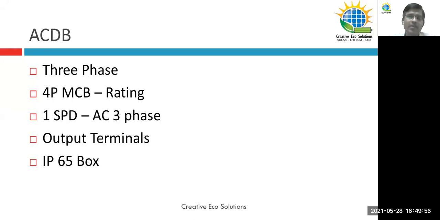So if any surges from the EB side come, the SPD will get open and it will earth the improper or heavy rush current to the earthing system. So it protects the inverter.